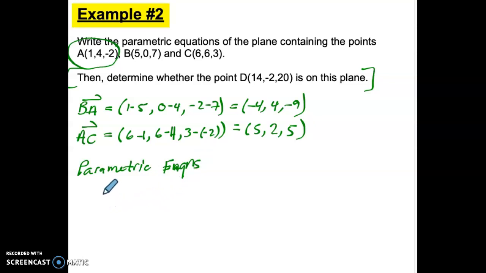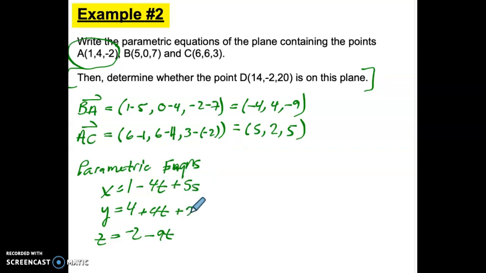There we go. So x, y, and z. It's going to be the point plus t times the direction vector plus s times the second direction vector. So there we have the parametric equations. So that's the first part of this.